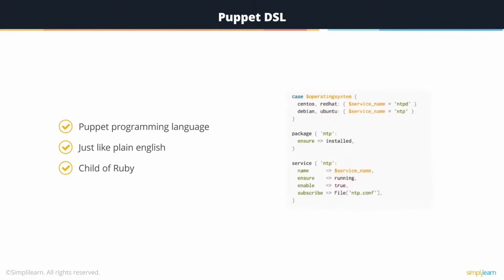You can specify packages that you want to install. You can specify services to be managed. You can do things based on the operating system that you have. So we'll be writing a small Puppet module which will be using this Puppet DSL.